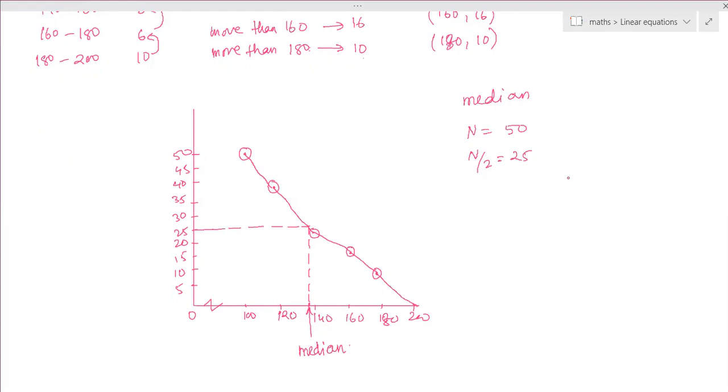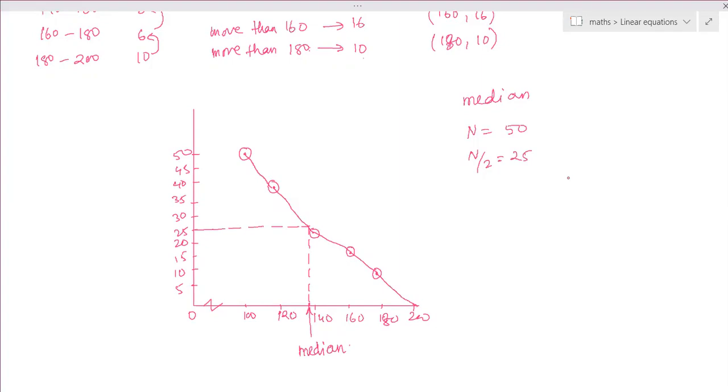Ma'am, for all the questions, the less than and more than curves will give the same median, no, ma'am, for the same data? Yes, it is the same. Ma'am, it does intersect at 25. Yeah, 25.